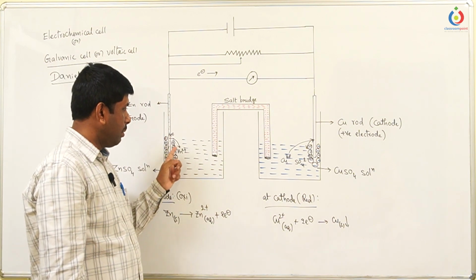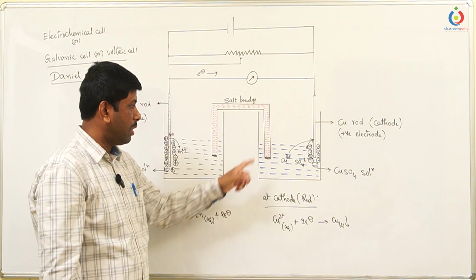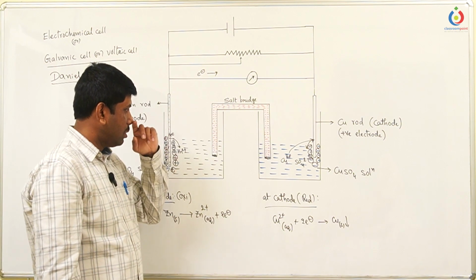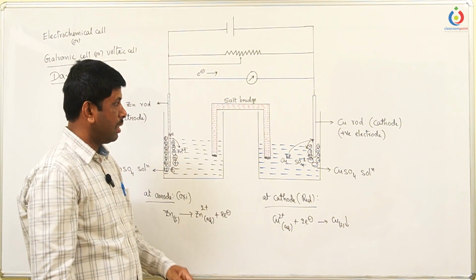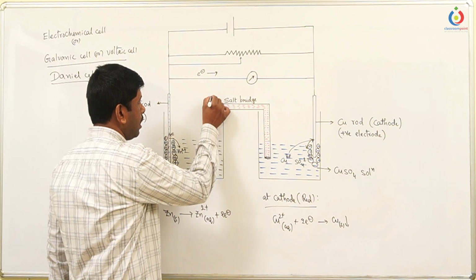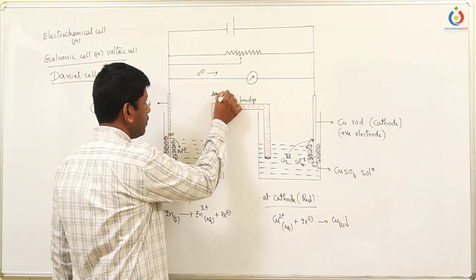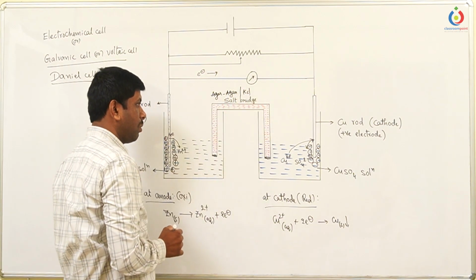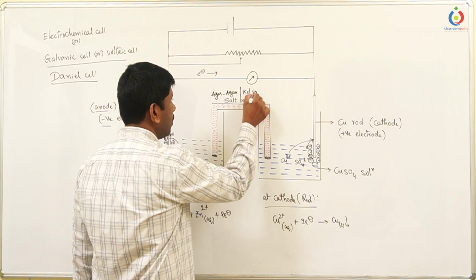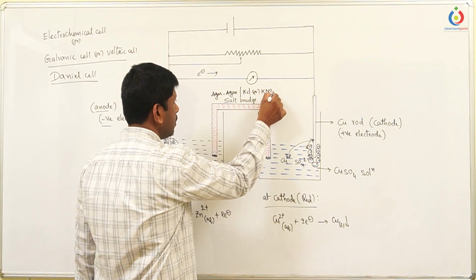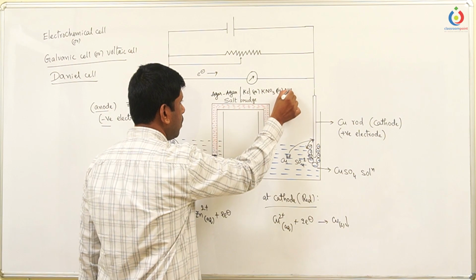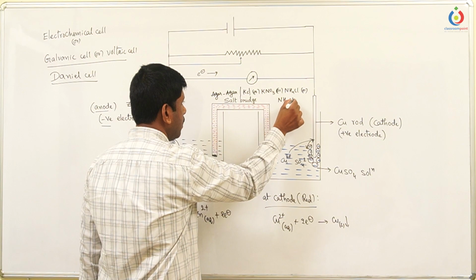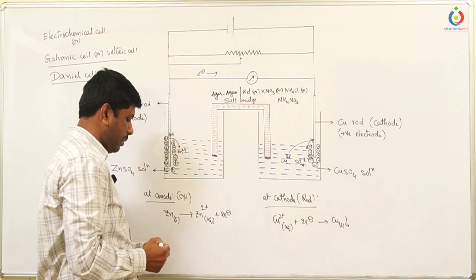To avoid this accumulation of charges, an inverted glass U-tube is connected to both electrolytic solutions. This is called the salt bridge, which contains agar-agar solution, agar-agar gel, along with an inert electrolyte such as KCl or KNO3, or ammonium chloride or ammonium nitrate. Any of these inert electrolytes can be used.